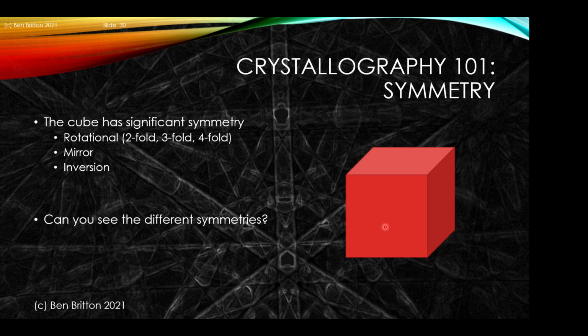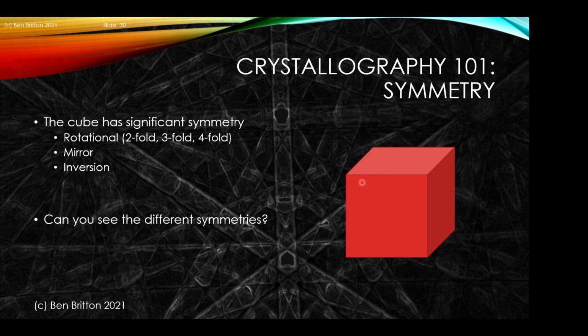Now within this crystal, we have to consider symmetry, and the cube itself is a very symmetric object. There are a series of different symmetries that we are interested in. We could consider the rotational symmetries, for instance, the 2-fold, the 3-fold, and the 4-fold rotation that is present. We can also consider mirror symmetries, and we can consider points of inversion. So I ask at this point, can you see different symmetries that are present in the unit cell? I'm going to ask you just to think about that.